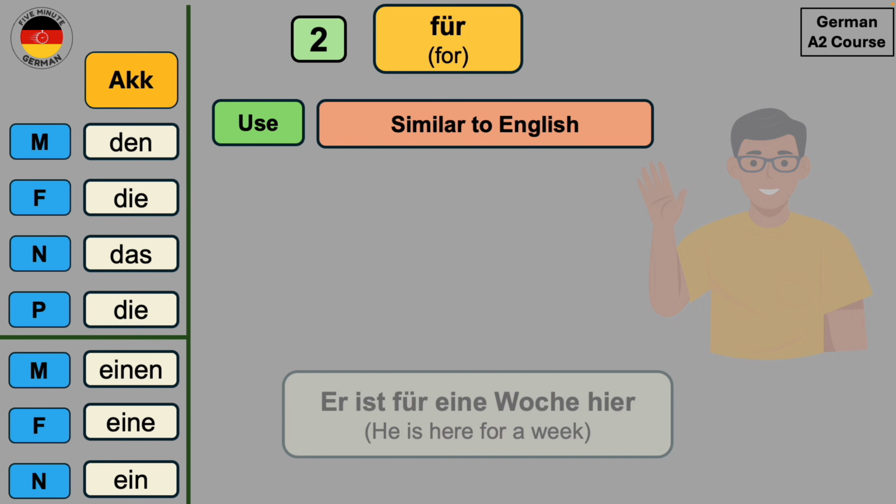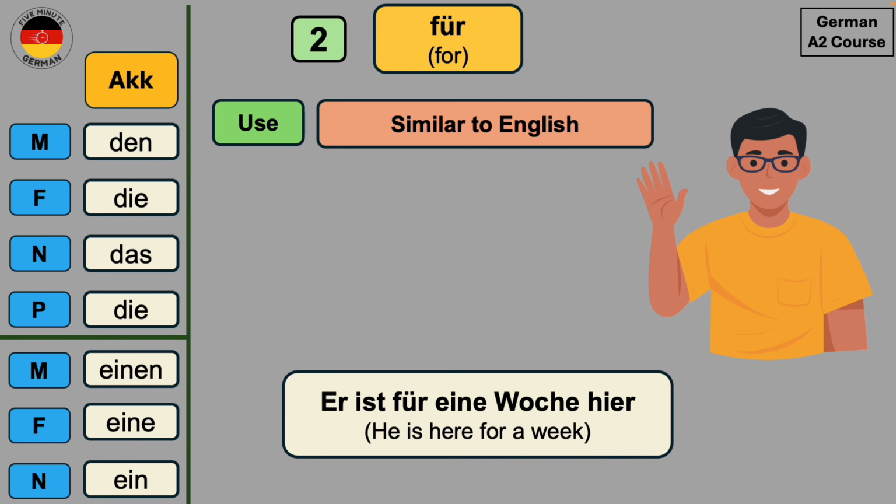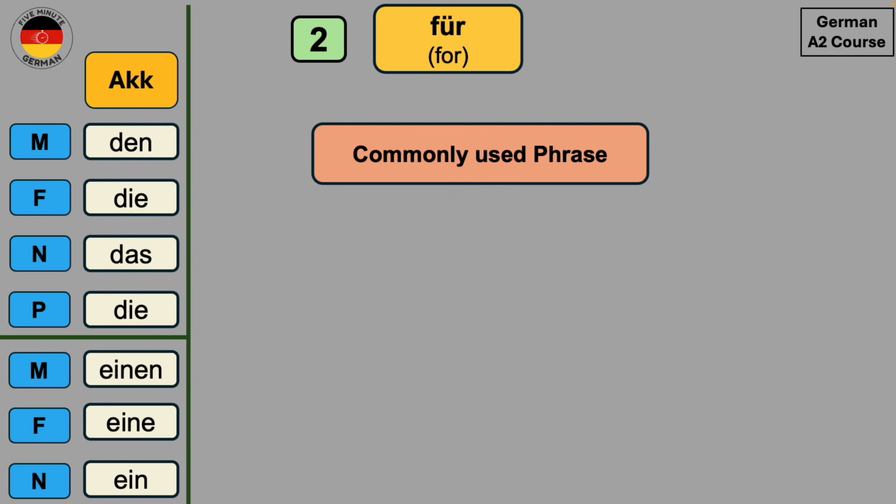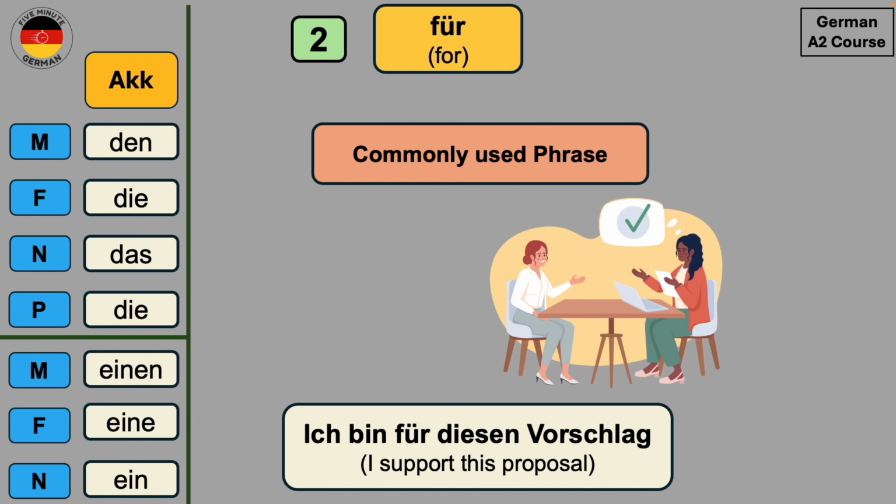Another example can be, Er ist für eine Woche hier. He is here for a week. So this is also very simple. We use eine Woche because Woche is feminine, so die Woche. That's why no change. And a commonly used phrase which you will hear with für is, Ich bin für diesen Vorschlag. I support this proposal.